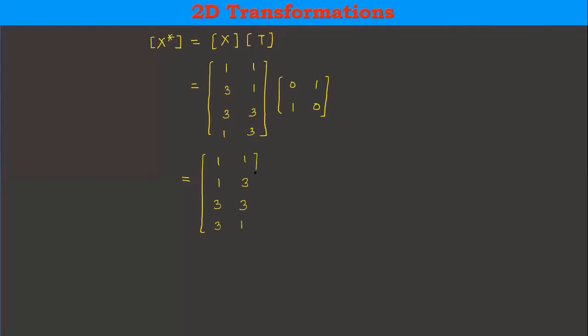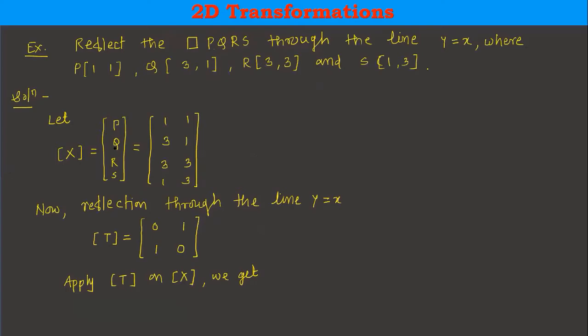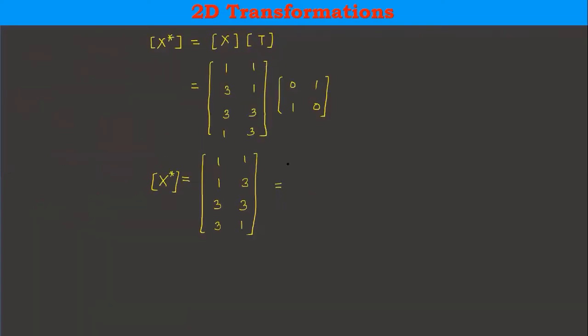So this is our matrix multiplication of X into T, and that is our resultant matrix. We can say it is X star, or you can denote it by X also. And what is this? X is the matrix of the quadrilateral PQRS, and after transformation we got the X star. So X star is the matrix of the transformed object or transformed quadrilateral.